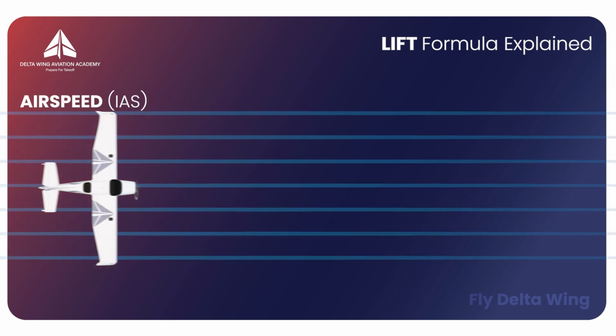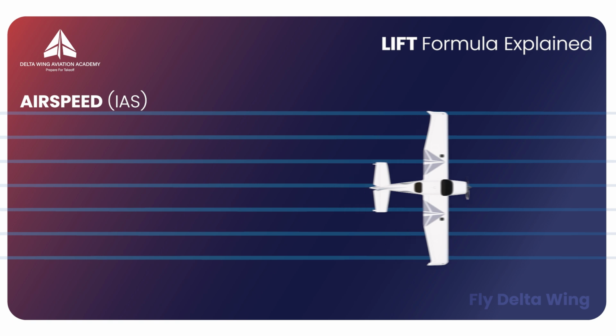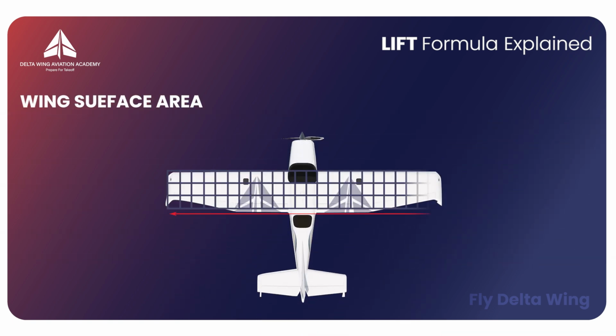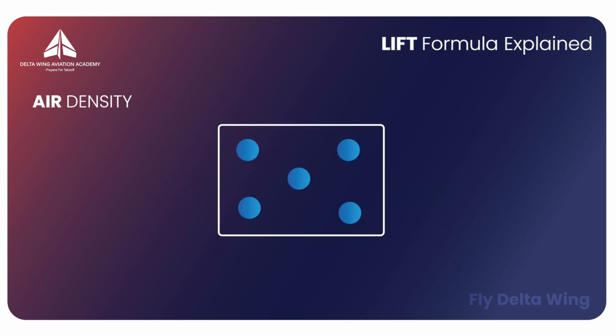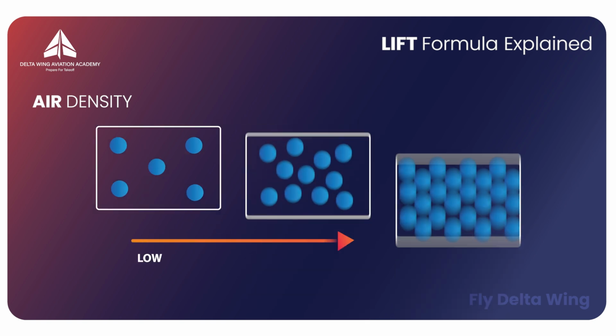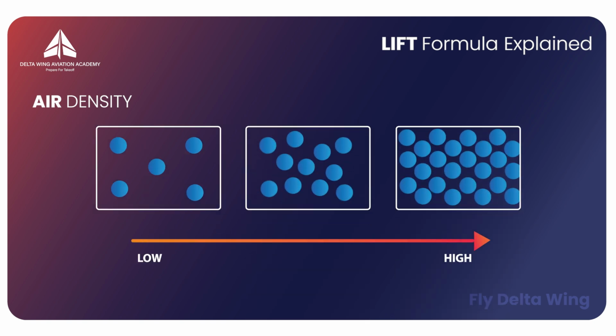The speed at which the aircraft flies through the air is called airspeed. The projected area of the wing is called the wing surface area. The mass of air molecules within a specific volume is called the air density. For example, more molecules equals higher air density.